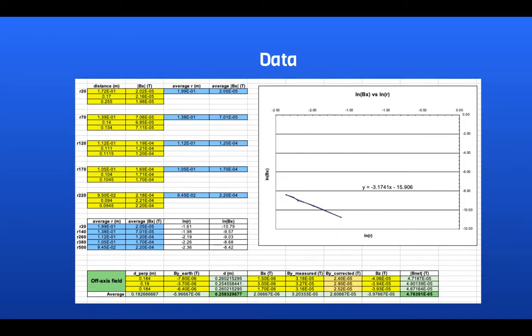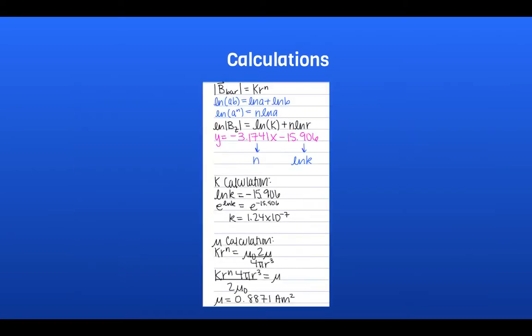Here's my data recorded in Excel. After I finished plugging in all my measurements, Excel found the averages and recorded them in this graph. With my data, I was able to find n, which was the slope of the graph. Since the y-intercept was ln k, I was able to raise e to this value to get k. I set the B bar and the magnetic field of the dipole equal to each other to find mu.